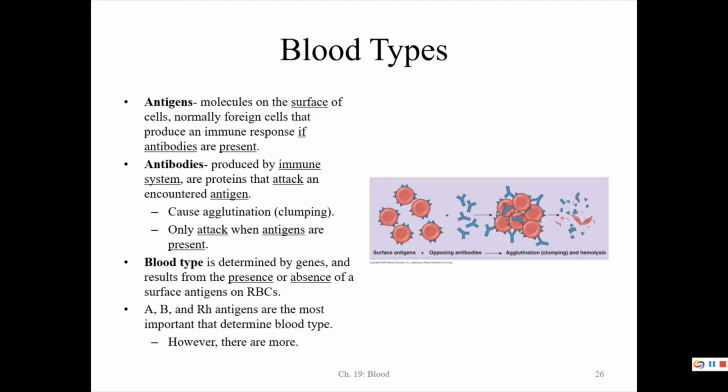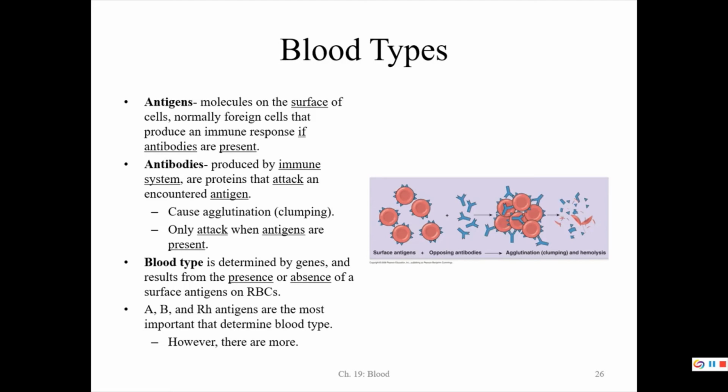The first definition is the word antigen. What is an antigen? An antigen is a molecule that can cause an immune response if antibodies are present. They are things that can result in immune responses. Antigens cause immune responses when there are antibodies against them and they're around. Usually an antigen is something on foreign cells, but we could say our own antigens as well.